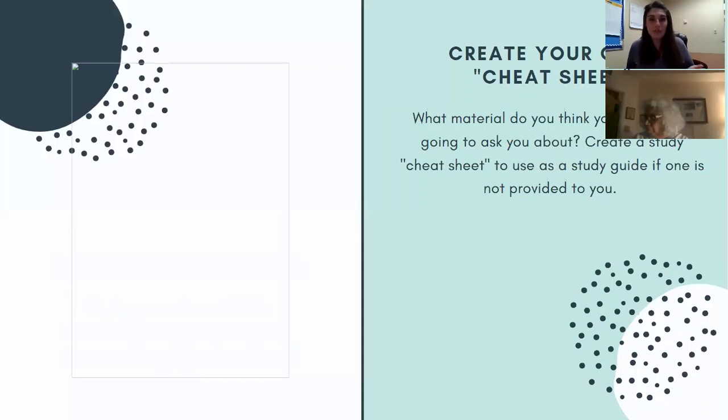What material do you think your professor is going to ask you about on the exam? And from there, you're going to create either a study guide, a study cheat sheet, or create a practice test of your own. And from there, try to complete that practice test. Try to fill out the study guide. Do what you can to learn as much as possible based off of what you view as the most important information.